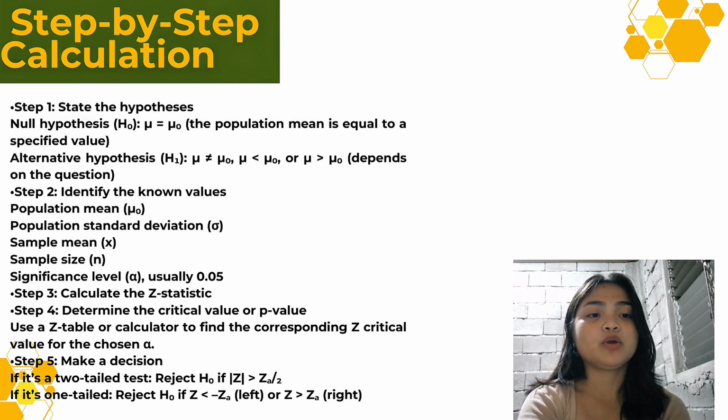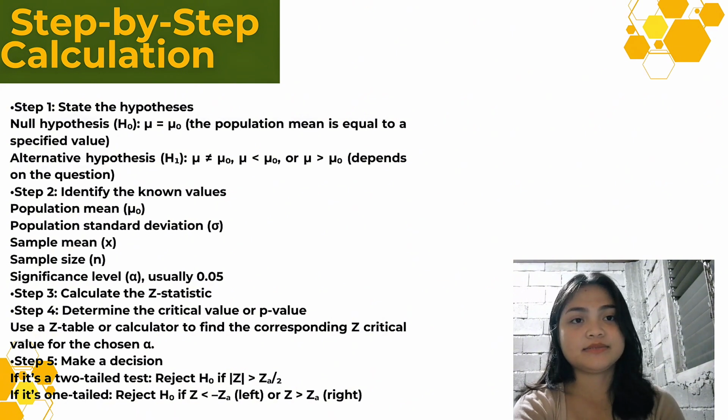Step 4. Determine the critical value or p-value. Use the z-table to find the critical value for the chosen significance level. Step 5. Make the decision. You can either reject or fail to reject your hypothesis.